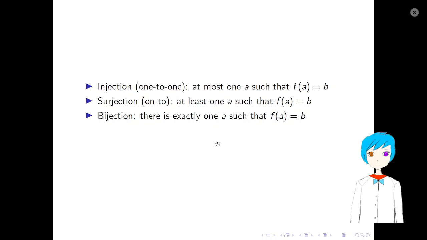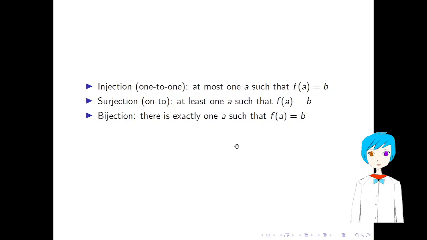We have three special types of functions. The first is the injection, which is also called the one-to-one function. That means for the function, there exists at most one a such that f(a) equals b. The surjection, which is also called the onto function, indicates that for every b in the capital set B, there exists at least one small a such that f(a) equals b.